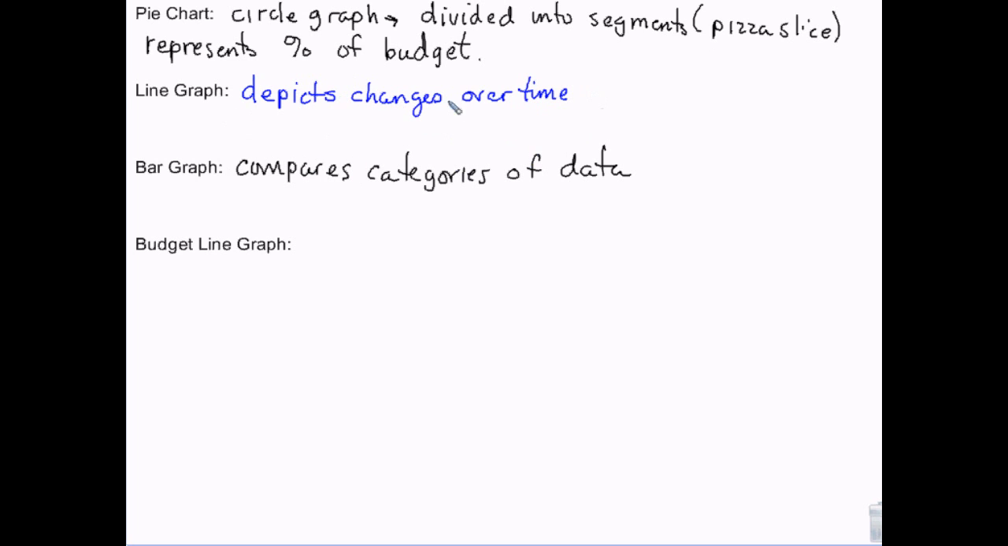Guys, line graphs are good for changes over time. Bar graphs are good for comparing categories of data because each bar is a different category, and so you can quickly look across and compare the categories. And then you have a budget line graph, and this compares two categories on a line.